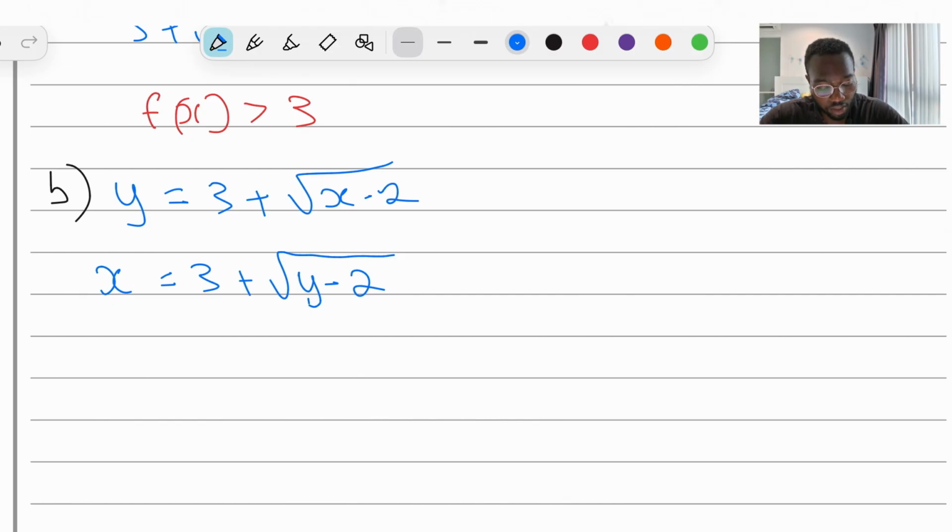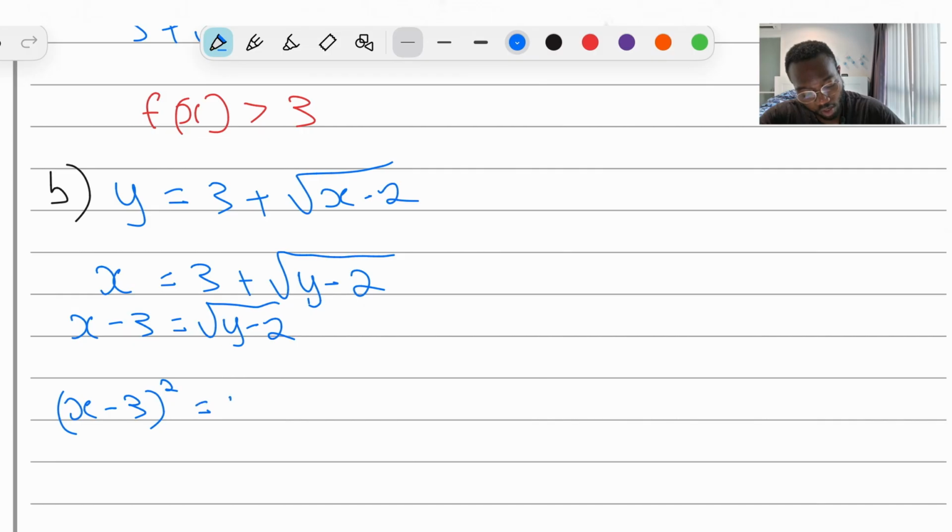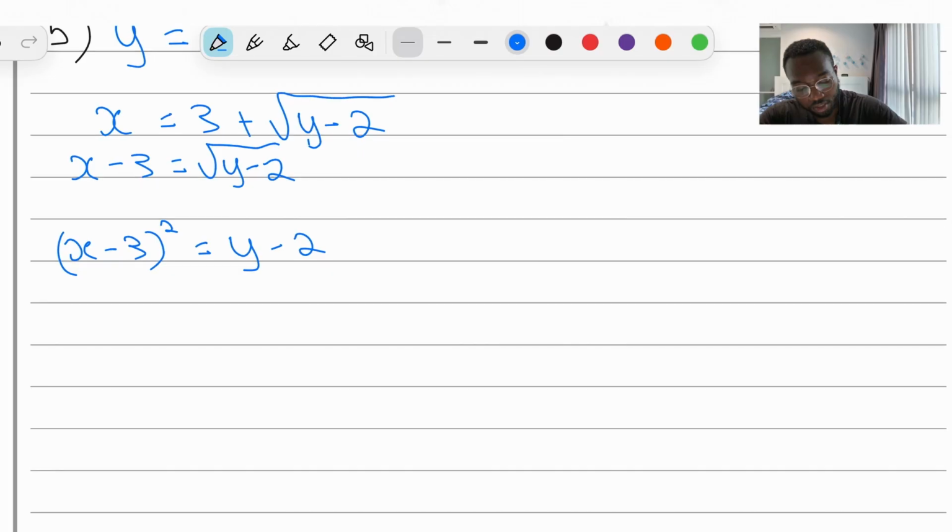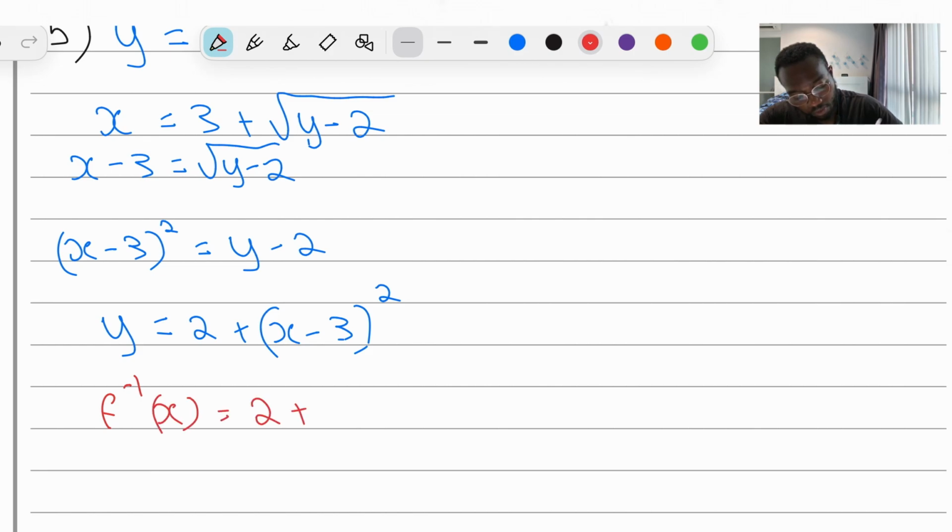So we can get rid of that 3 first, or bring it to the side. So x minus 3 is equal to the square root of y minus 2. And then we can square both sides. So we have x minus 3 squared is equal to y minus 2. Then we can simply bring the 2 to the side. So we get 2 plus x minus 3 squared. So f inverse of x is going to be 2 plus x minus 3 squared.